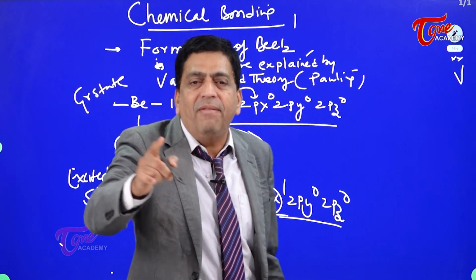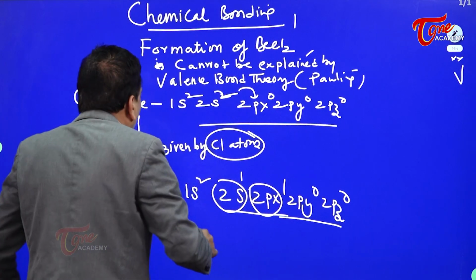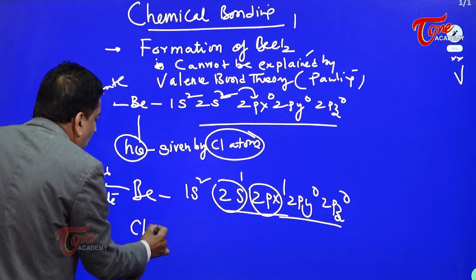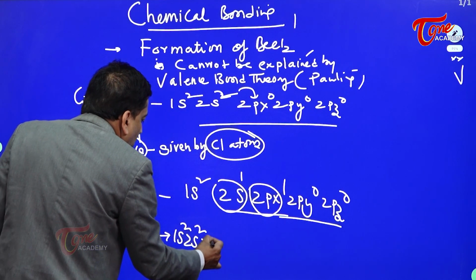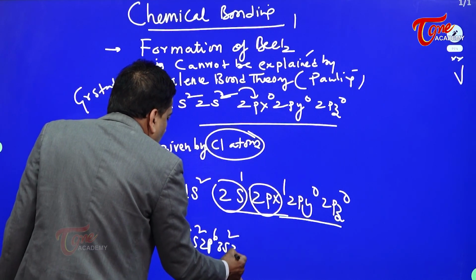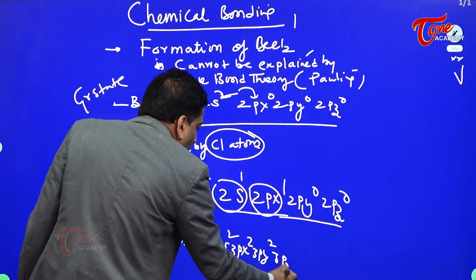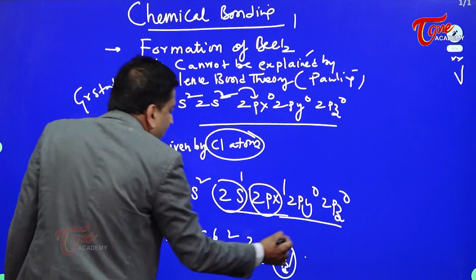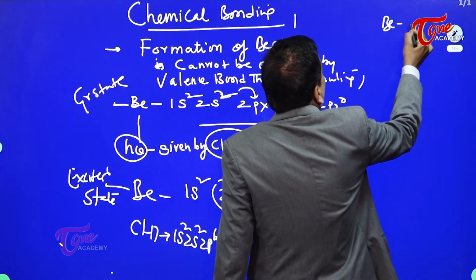And chlorine will have an unpaired electron in 3pz. If I write the configuration of chlorine for you, this is chlorine: 1s2, 2s2, 2p6, 3s2, 3px2, 3py2, and 3pz1. This is the unpaired electron. And this is how beryllium chloride looks.